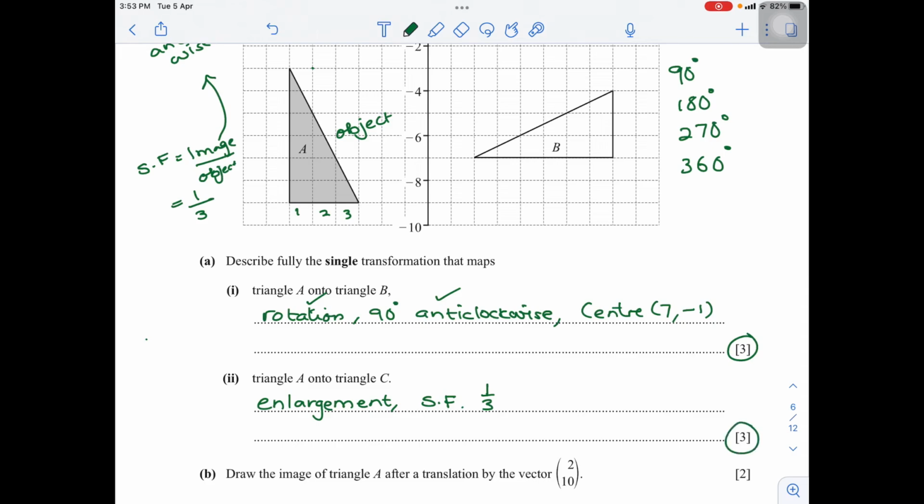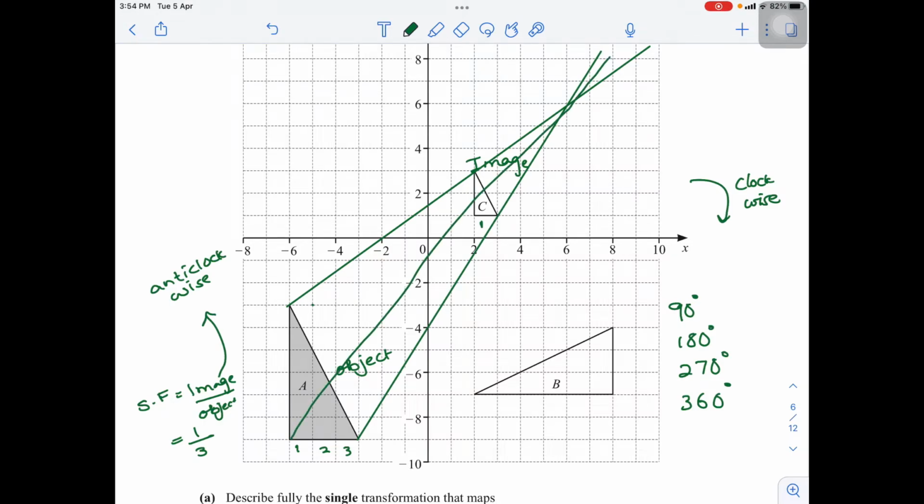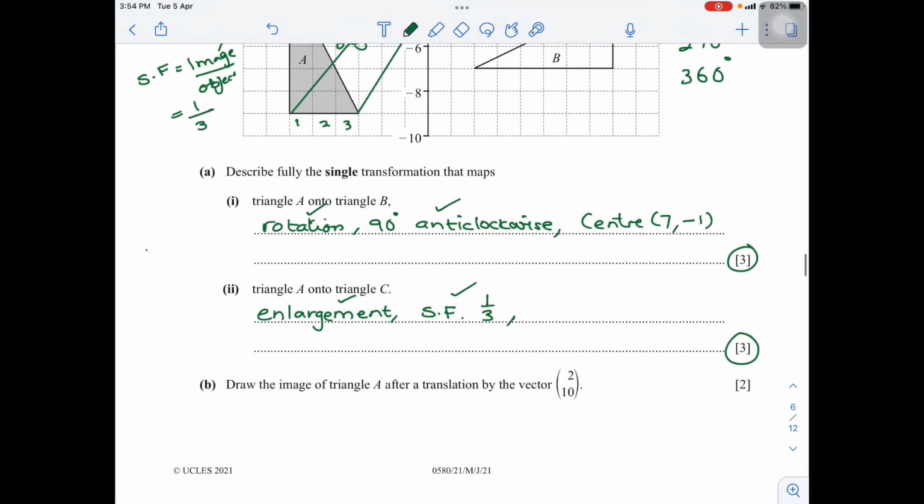And 3 marks, I have enlargement, scale factor 1/3. I need something more. So let's try what is that something more. The center of enlargement. All right. Then second point. Let's try the third point. Wherever these 3 meet, that point is your center of enlargement. The center is (6, 6).